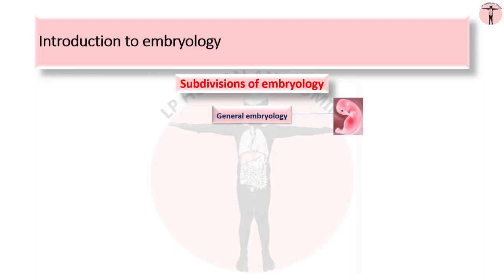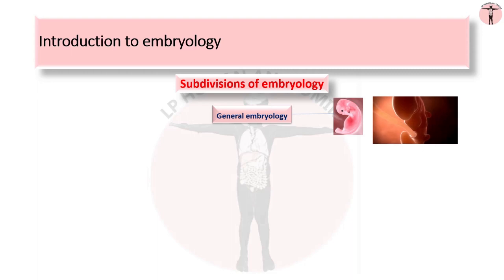General embryology is the study of development during the pre-embryonic period and embryonic period, which is the first 8 weeks after fertilization. During this period, the single-cell zygote is converted by cell multiplication, migration, and reorganization into a miniature form of an individual with various organs and organ systems of the body.